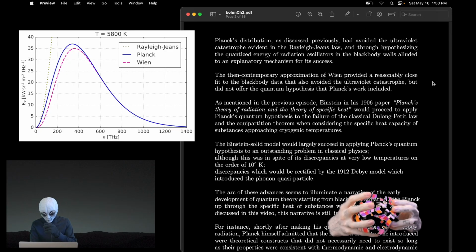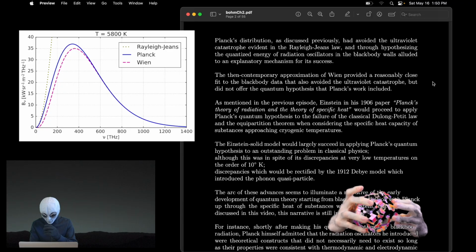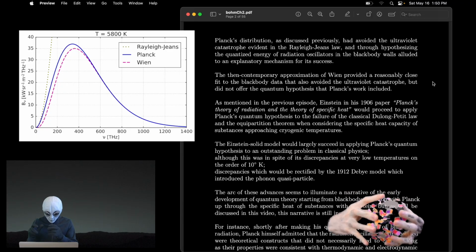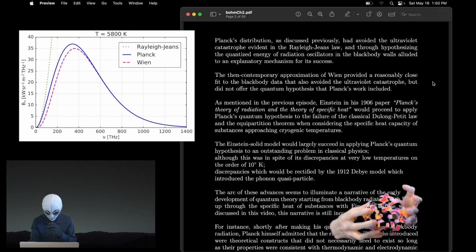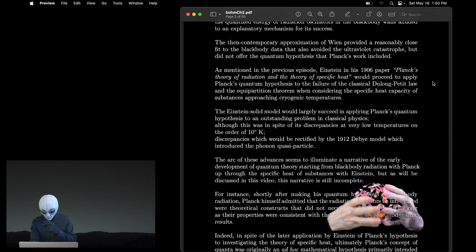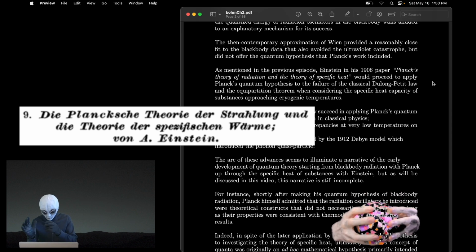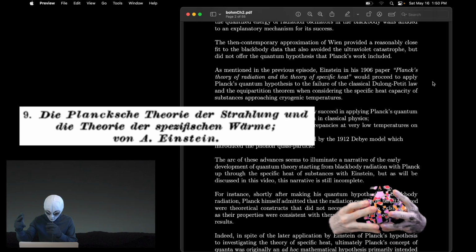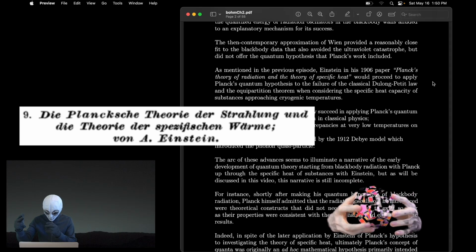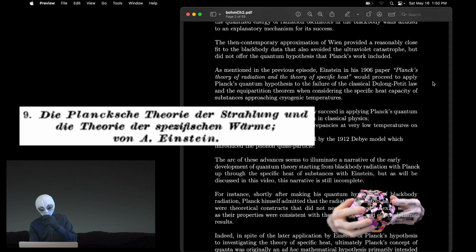The then-contemporary approximation of Wien provided a reasonably close fit to the black-body data that also avoided the ultraviolet catastrophe, but did not offer the quantum hypothesis that Planck's work included. As mentioned in the previous episode, Einstein, in his 1906 paper, Planck's Theory of Radiation and the Theory of Specific Heat, would proceed to apply Planck's quantum hypothesis to the failure of the classical Dulong-Petit law and the equipartition theorem when considering the specific heat capacity of substances approaching cryogenic temperatures.